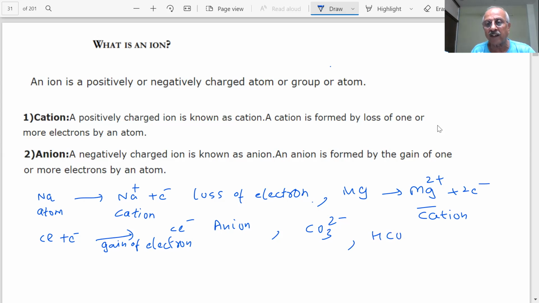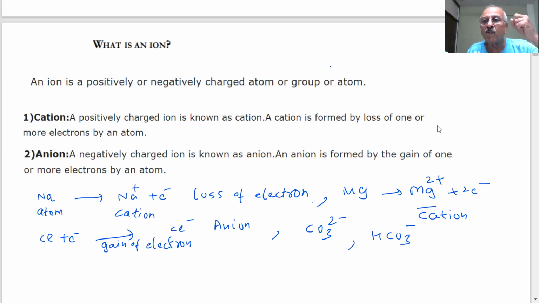Similarly, if I write like this, this is another example. This is hydrogen carbonate, also called bicarbonate. There is a negative charge on this. These are examples of ions, students, which we will be dealing with in our chemistry. There will be different types of ions, and the compounds formed by these ions are known as ionic compounds.